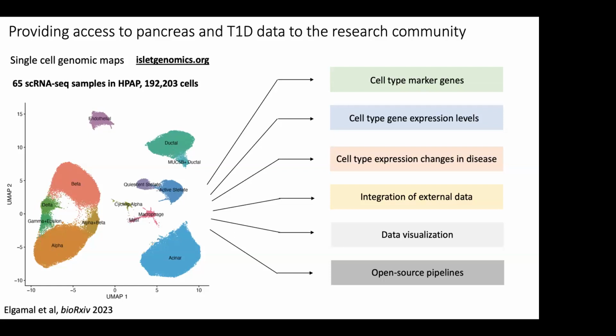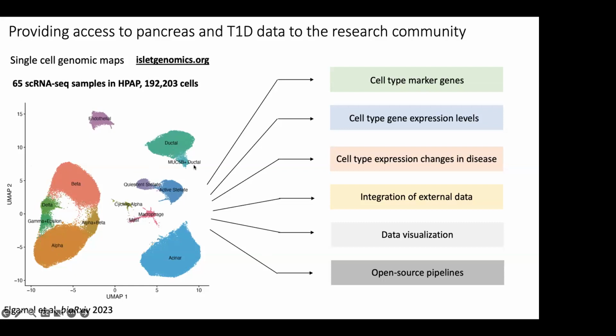So we took all these data, clustered it, and then tried to create resources that people could actually use to ask questions from these data and make it useful to the community. The data are all at the site ilogenomics.org. There are 65 samples in total, from a range of disease states: type 1 diabetes, type 2 diabetes, and pre-disease states. In total, there are about 200,000 cells from these 65 samples.